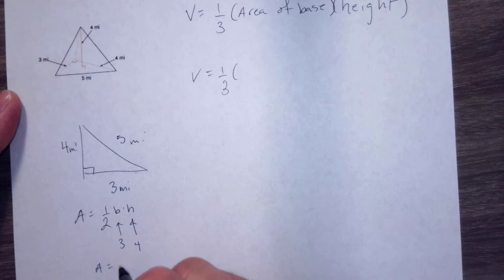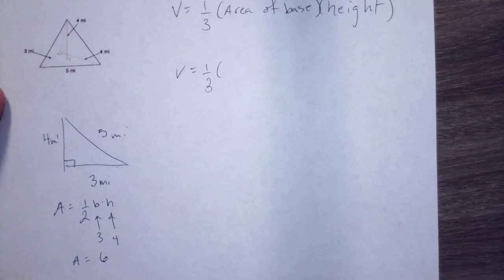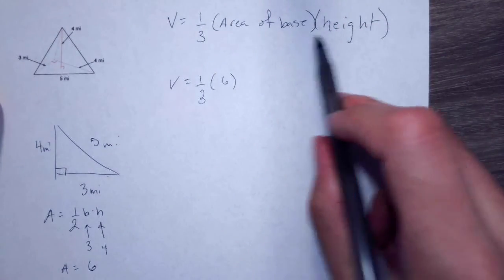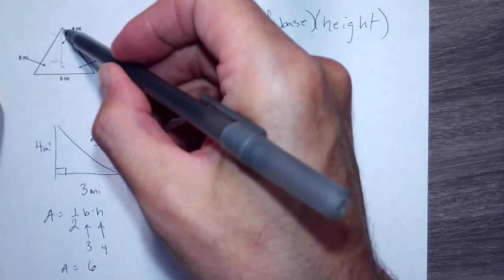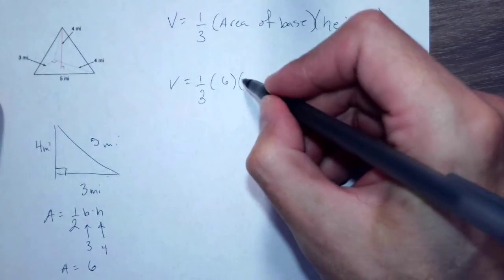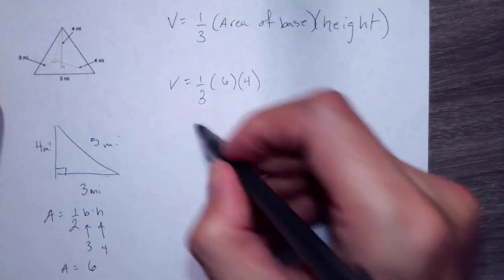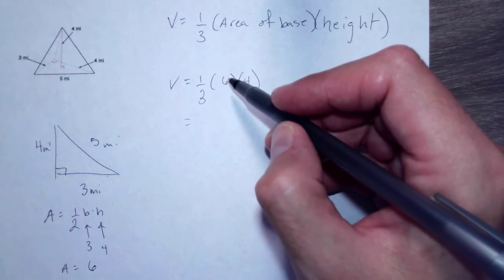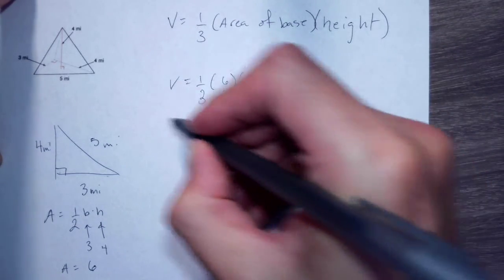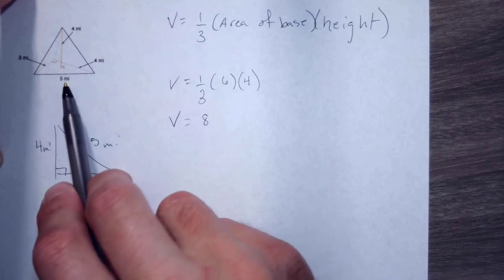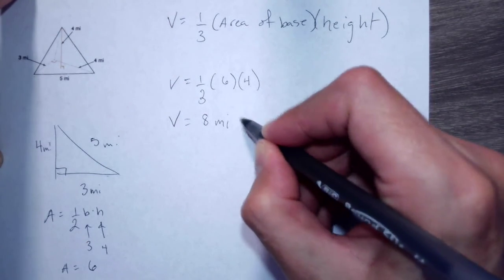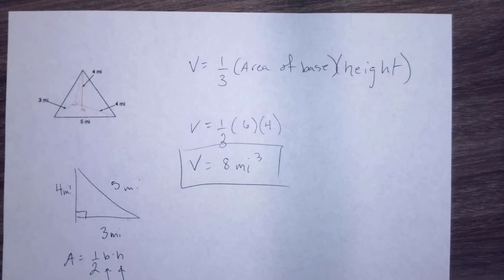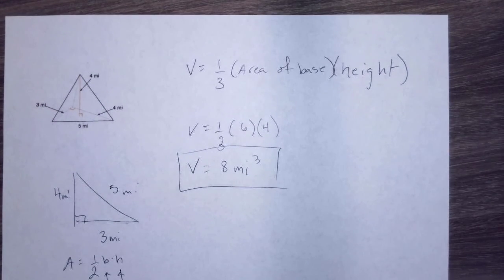So the area that we're going to be using is 6. So that's what goes in here. 6 is the area of the base, and then the height, that's this distance, which is 4. And just multiply all that out. 1/3 times 6, that's 2. And then times 4 is 8. And then our units are cubed. Miles cubed. It's a giant pyramid. A huge pyramid. Yeah, that's all.